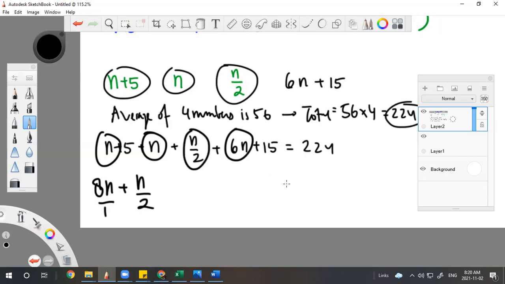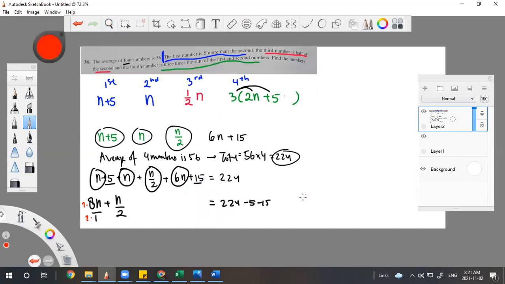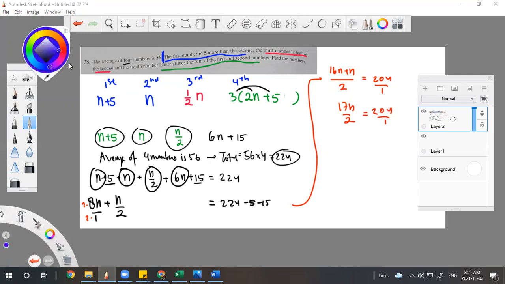Oke. Equals to 224 minus 5 minus 15. Oke. Jadi di sini berapa nih, guys? Times 2, right? Jadinya berapa tuh? Pindahin ke sini. Sebenarnya bisa sih 8.5n, tapi biar lebih enak aja. 16n plus n equals 224 minus 5 minus 15 berapa? 204 over 1, right? Ya udah, ini kan 17n. Udah, jadi gampang banget kan? And do the cross multiplication. 17n equals 408.